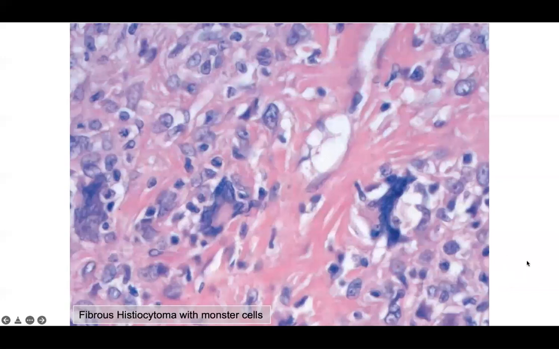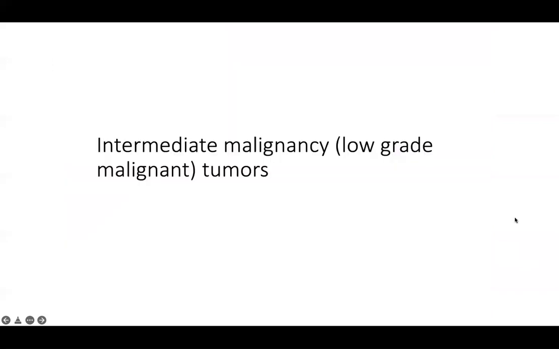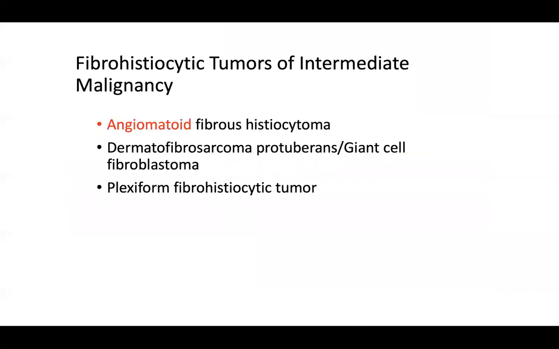Here you have a fibrohistiocytoma with monster cells, just a higher magnification picture showing you the enlarged, pleomorphic, atypically shaped nuclei of these giant cells. Moving on to intermediate malignancy or low-grade malignant tumors, we'll discuss these entities listed below.